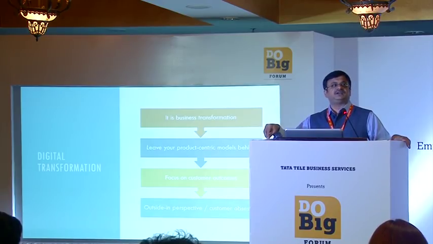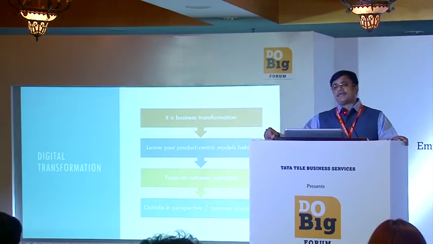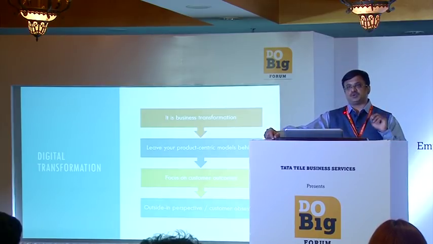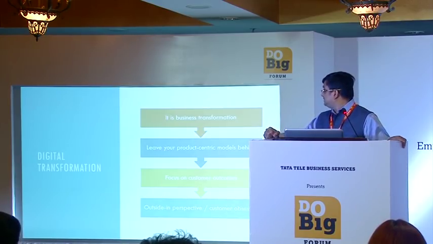But it doesn't start or end with the CIO. It starts and ends with the board of the company. It starts with and ends in the direction the board sets, and the CIO executes. So it's a business transformation. That is what digital transformation is all about. Again, like we saw in the earlier slide, leave your product and service-centric mindset.